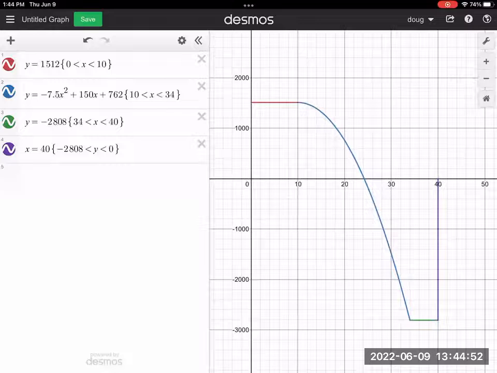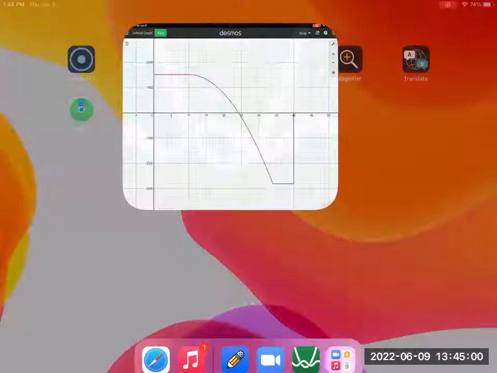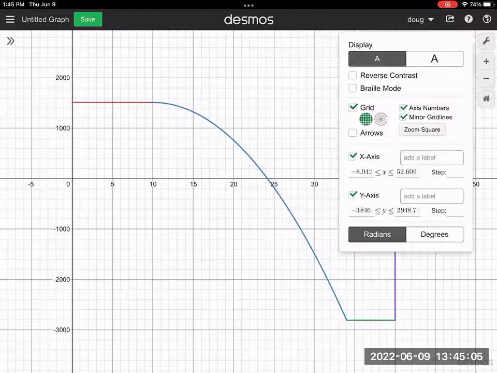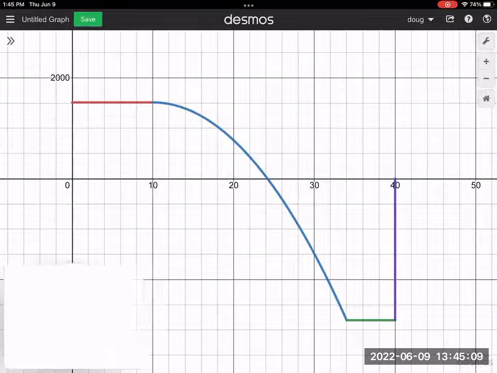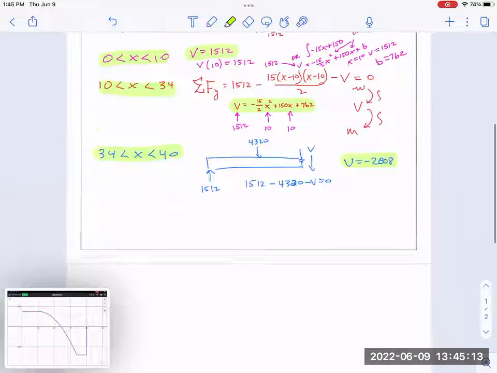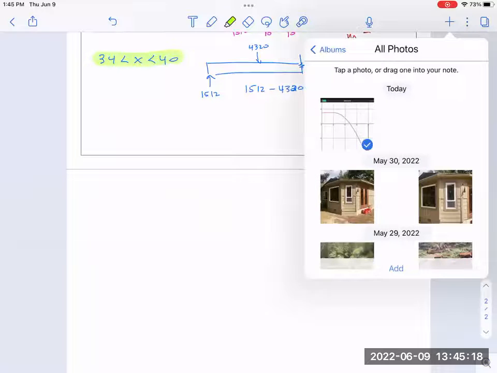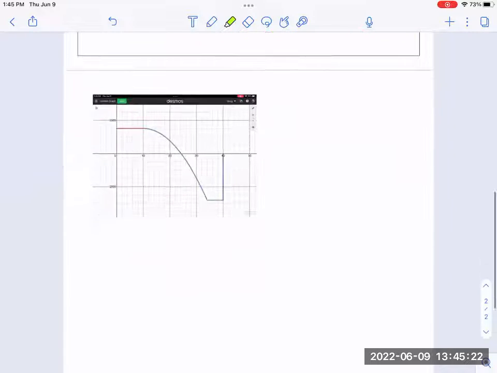The other reason this is cool and why I decided to do this in here is because I can take a picture of it after. I'm going to blow it up so it's bigger, and I can drag it back into our drawing over here to keep it for later.